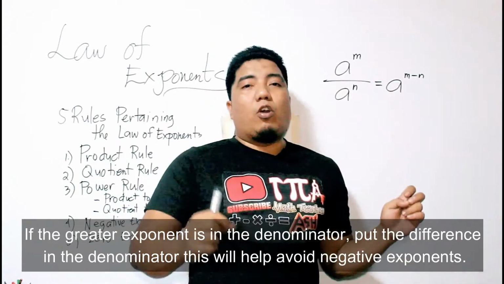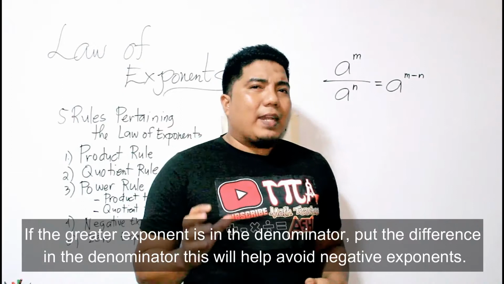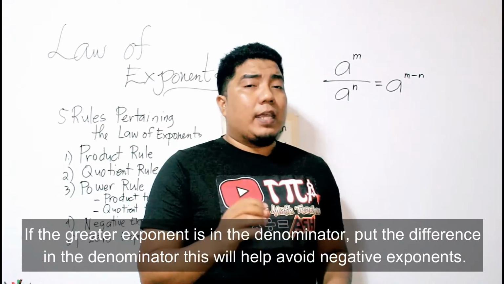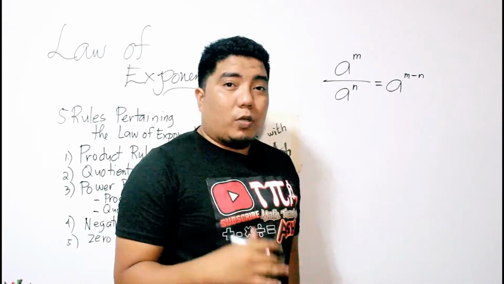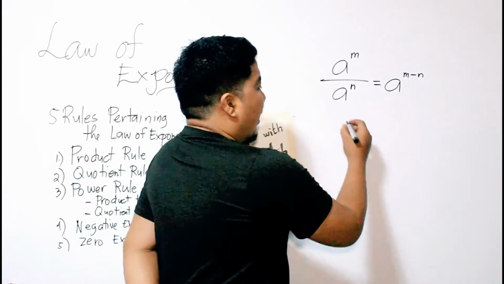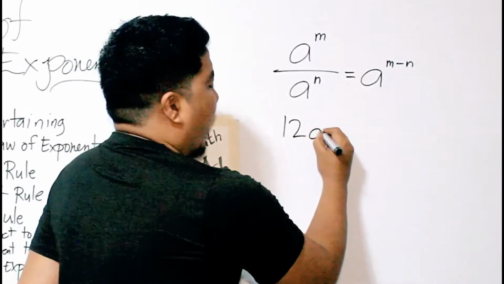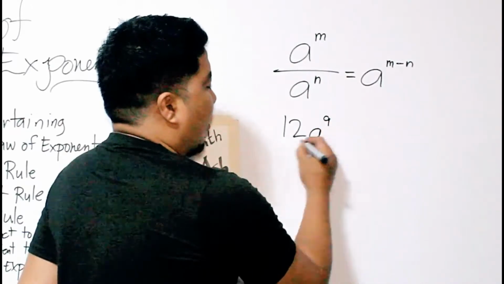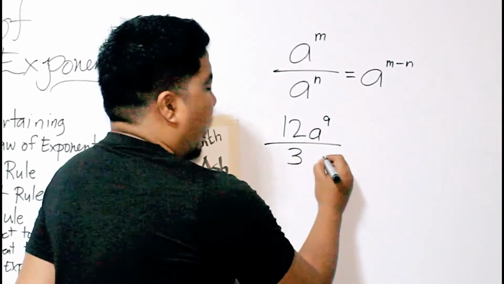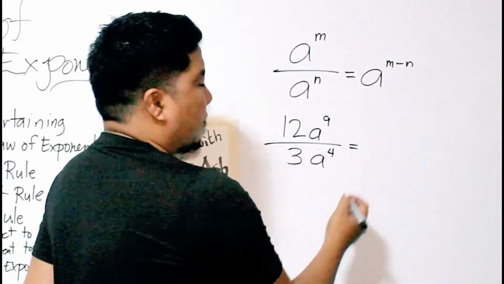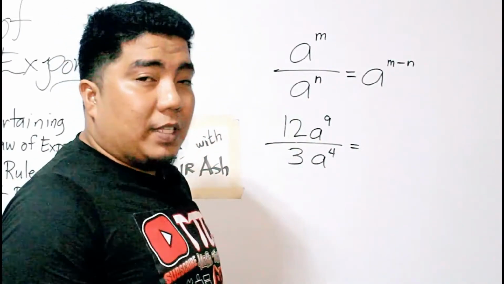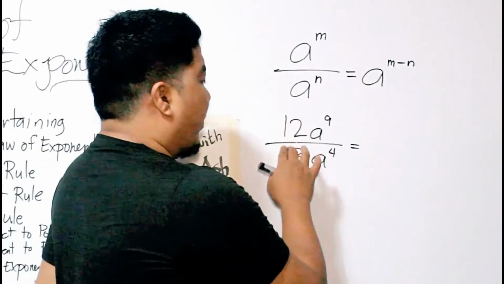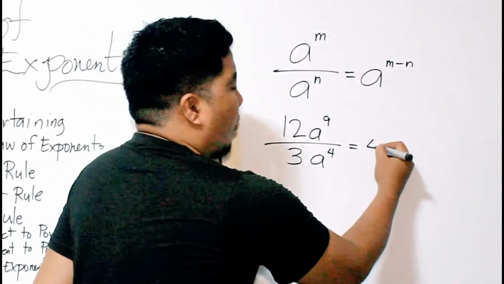And in terms of the law of exponents, the final answer should not be expressed with a negative exponent. Okay? So let's consider some examples. Let's say we have 12a to the power of 9 over 3a to the power of 4. Since these numbers don't have the same base, we just divide 12 by 3, and the answer is 4.